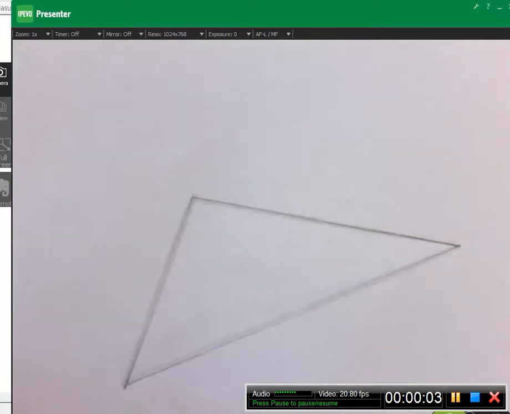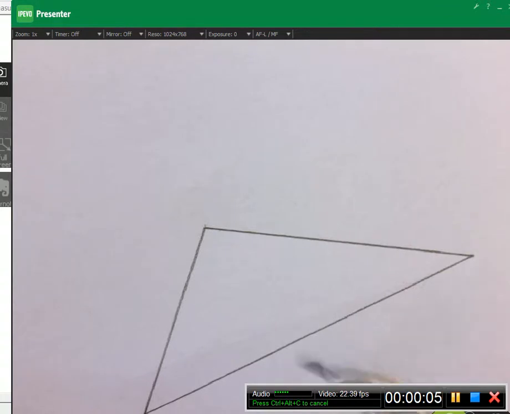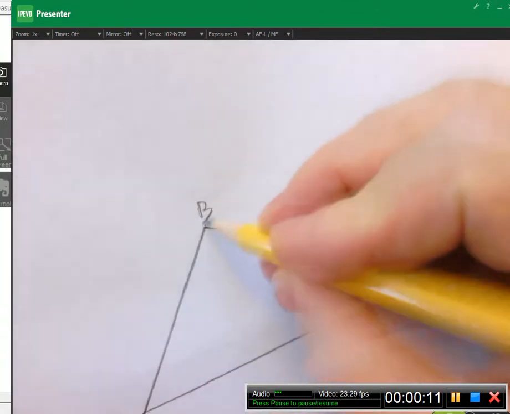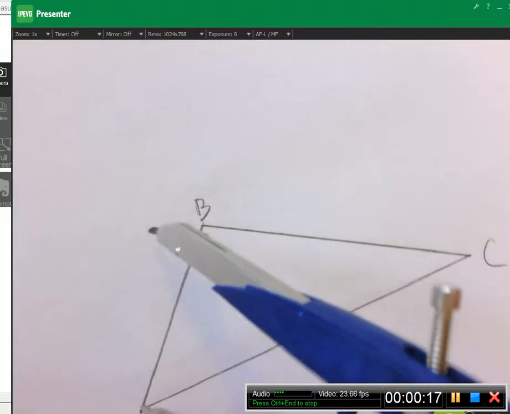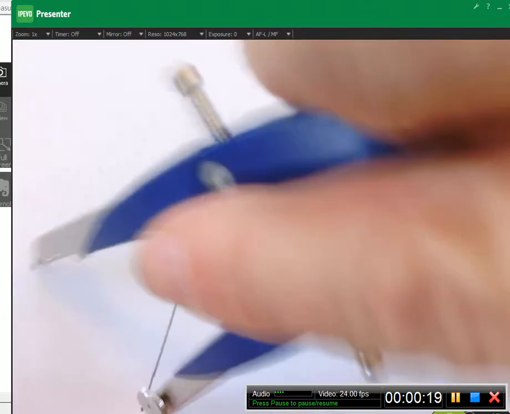Okay, a median is a segment in a triangle that goes from the midpoint of one side to the opposite vertex. So we have a triangle here, ABC. I'm going to first find the midpoint of AB by doing a perpendicular bisector construction.